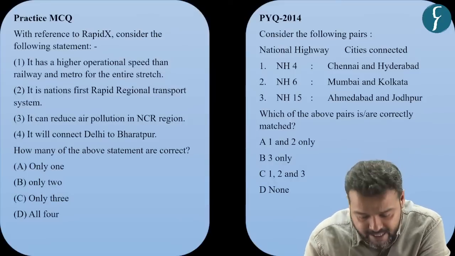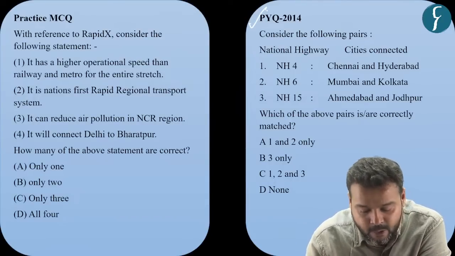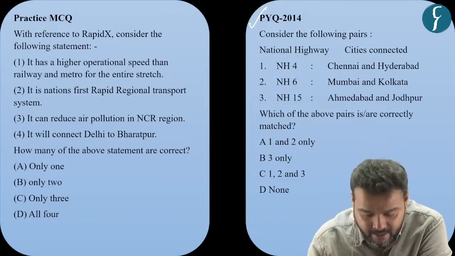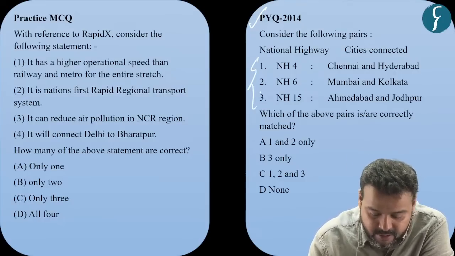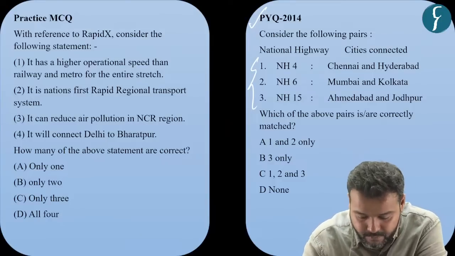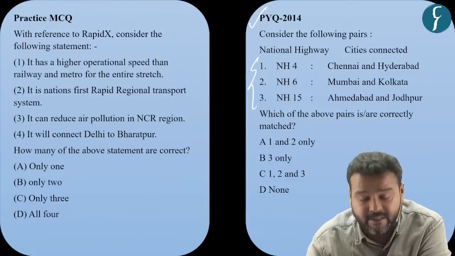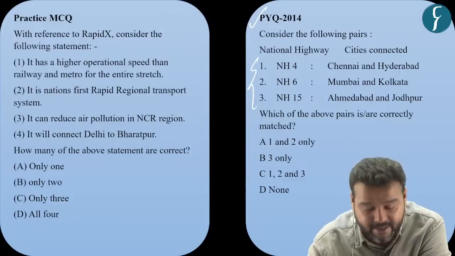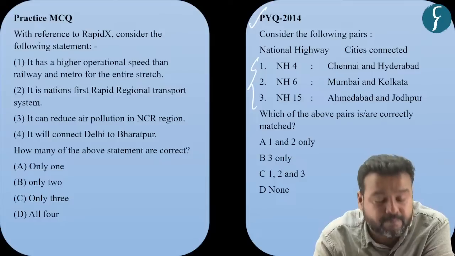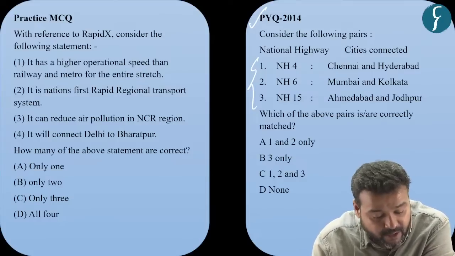So as we talked that UPSC has been asking question, in 2014, UPSC asked a question based on the match the following format. You were provided with the 3 national highways, and you had to find whether they are rightly matched with the cities connected or not. Now try to attempt this question. But meanwhile, we will take up the practice MCQ related to RapidX.